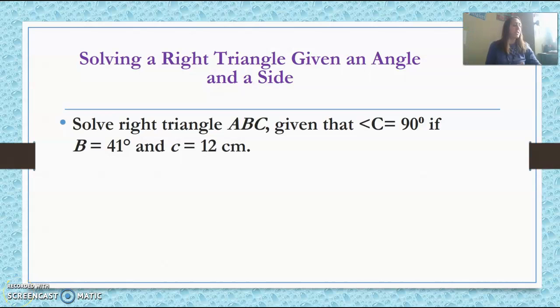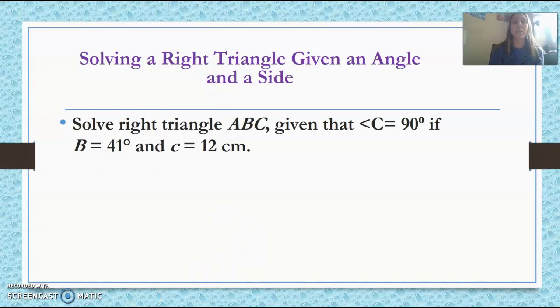Okay, so today we went over solving triangles, just given some information. So the first triangle we're going to solve is for a right triangle ABC, given that angle C is 90 degrees, B is equal to 41 degrees, and C is going to be equal to 12 centimeters.